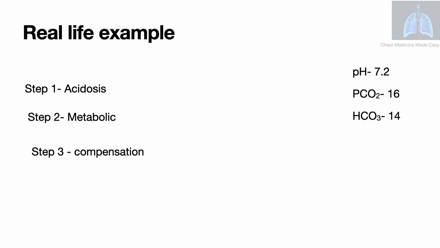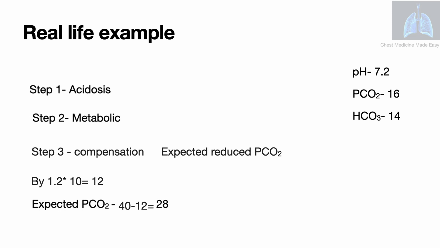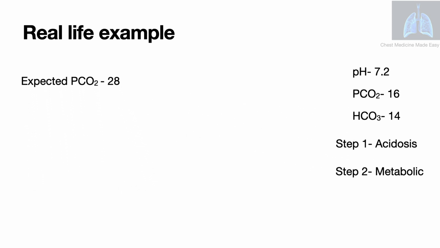What is the expected compensation here? The expected compensation is reduction in the PCO2. How much will the PCO2 reduce by? We said the bicarbonate here has reduced by 10 units, that is 24 to 14. So the PCO2 will reduce by 1.2 times 10, that is 12. So the expected PCO2 will be 40 minus 12, which is 28.